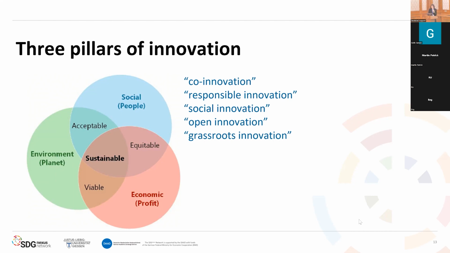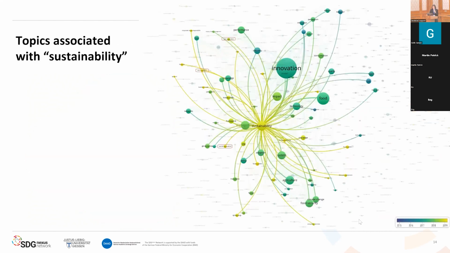Involving researchers in the development of innovation is a key aspect of co-innovation. This slide shows the most visible links and topics related to sustainability. Three keywords were framed: eco-innovation, social innovation, and open innovation.